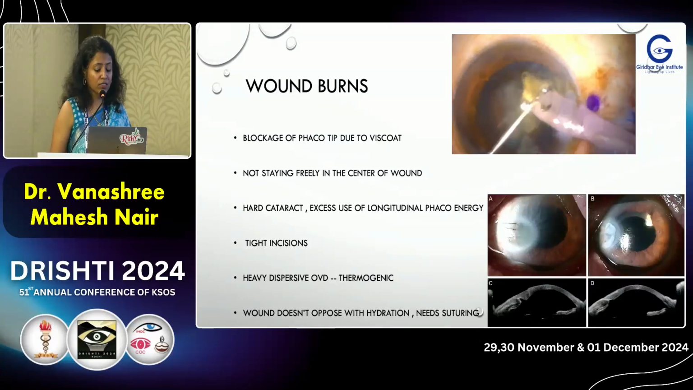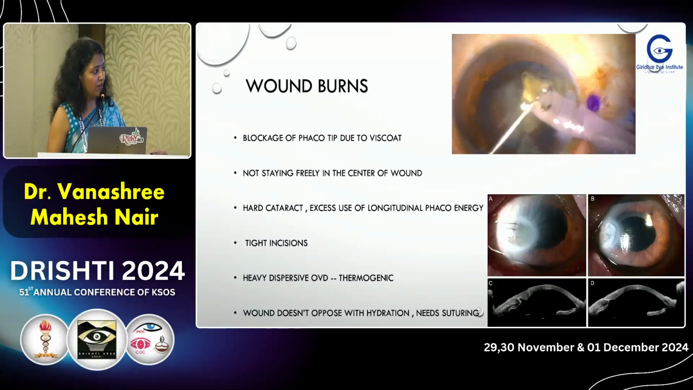Coming to wound burns, as I demonstrated in that video, you need to keep your phaco tip in the center of the wound. Sometimes, if you are not aware of where you are, you may be hitting onto the side walls and the thermal heat will cause that area to have a burn. If there is a burn, the collagen shrinks and this wound will not oppose on its own. It will need multiple sutures to close. So this is a dreaded complication that can happen. You need to be careful here.